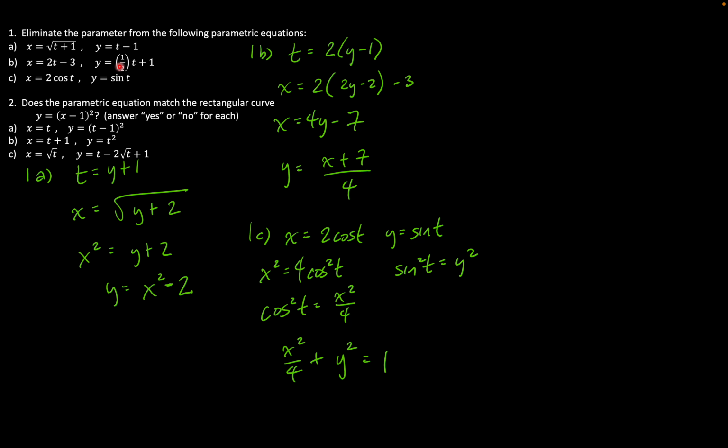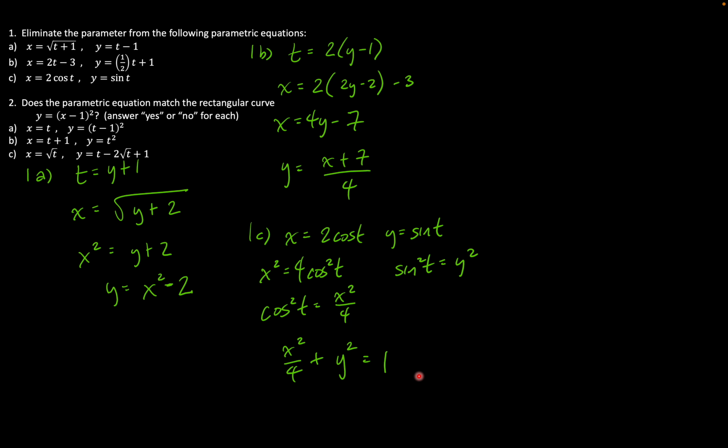And then in 1c, that one's slightly more interesting because both the equations for x and y involve a trigonometric function. So instead of trying to express t, I will take advantage of some trigonometric identities. So if x is 2 cosine t and y is sine t, I can easily find expressions for cosine squared t and sine squared t. And we know that sine squared t plus cosine squared t makes 1, so that way I can see how the rectangular form would just be x squared over 4 plus y squared equals 1.